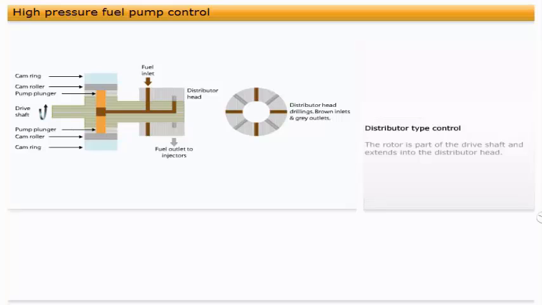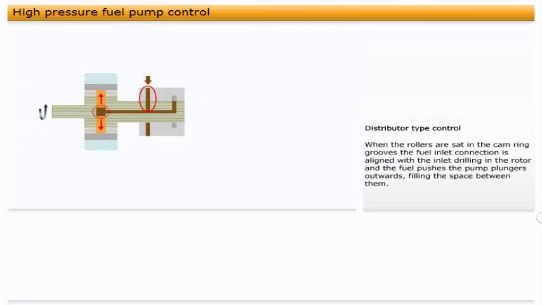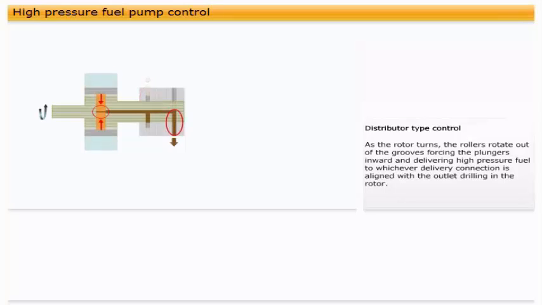The distributor head has a single inlet connection and an outlet connection for each cylinder fuel injector. When the rollers are sat in the cam ring grooves, the fuel inlet connection is aligned with the inlet drilling in the rotor, and the fuel pushes the pump plungers outwards, filling the space between them. As the rotor turns, the rollers rotate out of the grooves, forcing the plungers inward and delivering high-pressure fuel to whichever delivery connection is aligned with the outlet drilling in the rotor. The inlet connection and inlet drilling line up again, and the plungers are again forced out as the rollers enter the cam ring grooves. The example used for the animation is designed for a single-cylinder engine.